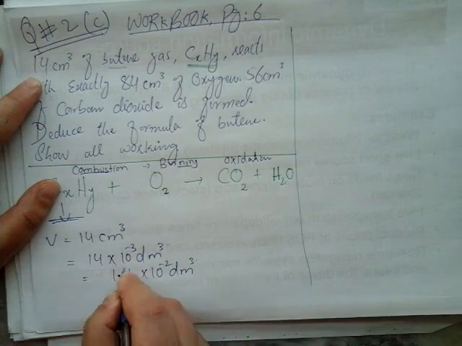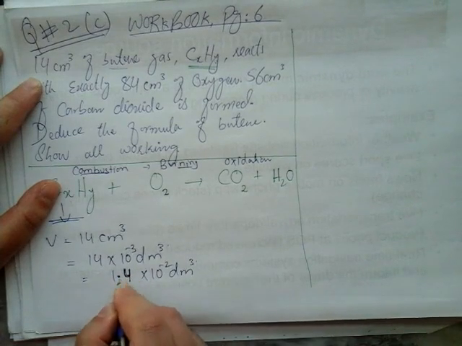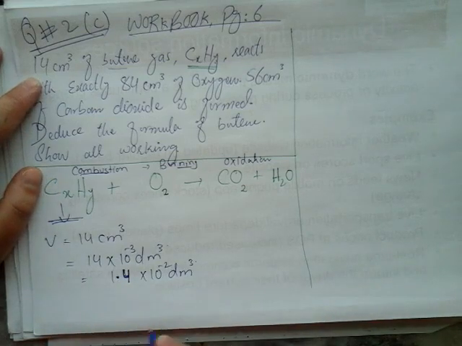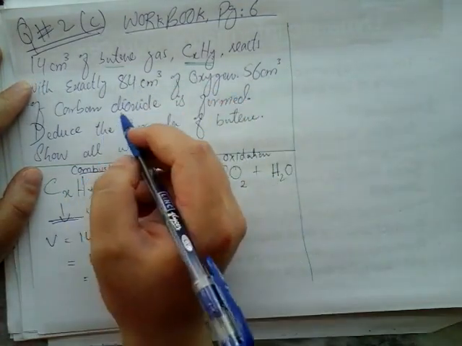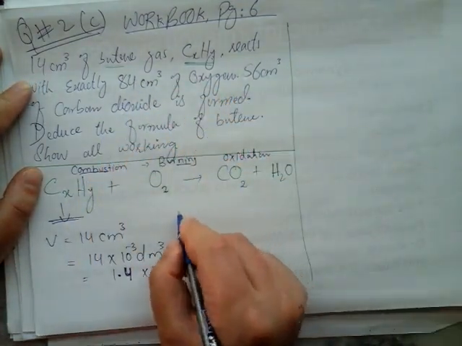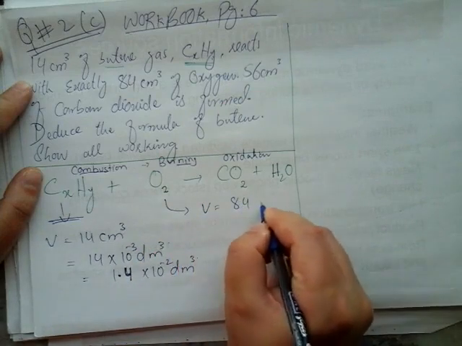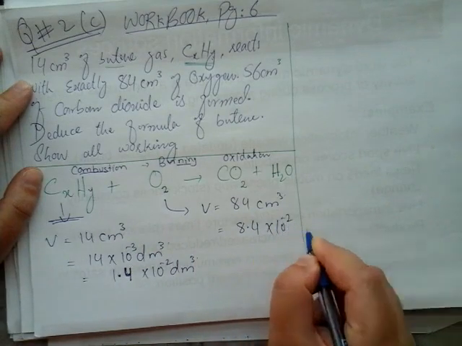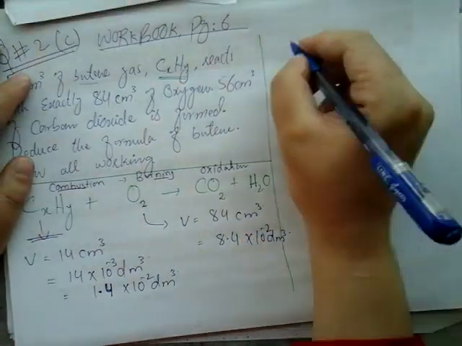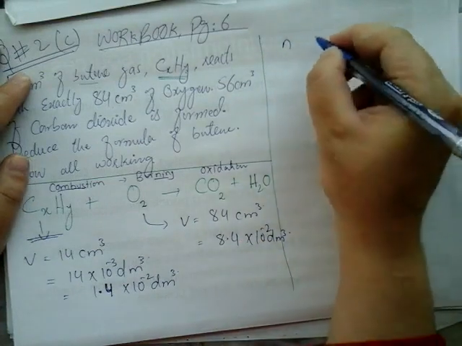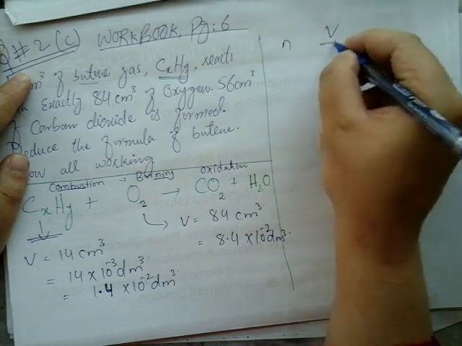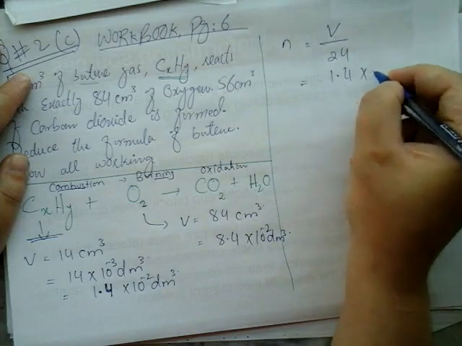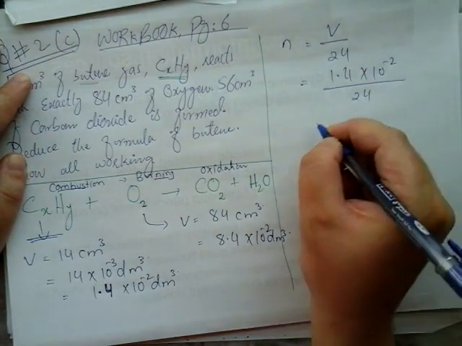Okay, because in writing in standard form, you just need to write the point after the first number. In the same way, the volume of butene is given for us, and the volume of oxygen is also given, and its volume is 84 centimeter cube, and its volume becomes 8.4 into 10 raised to power minus 2 decimeter cube. Okay, now moles of butene, that is given volume divided by 24. So given volume is 1.4 into 10 raised to power minus 2 divided by 24.